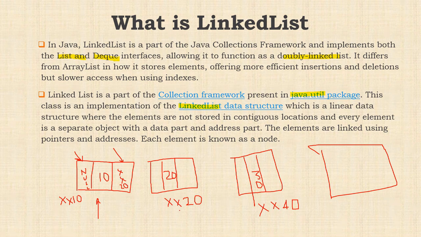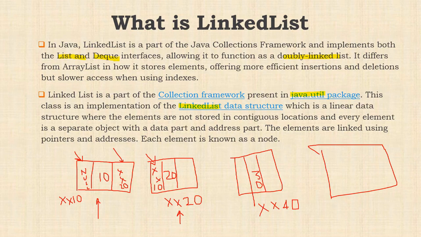And in the second node, what will happen here? The data available at the second node is 20. Here it will store the address of the previous node, which is xx10. So it will store here xx10. And here it will store the address of the next node, which is 30.